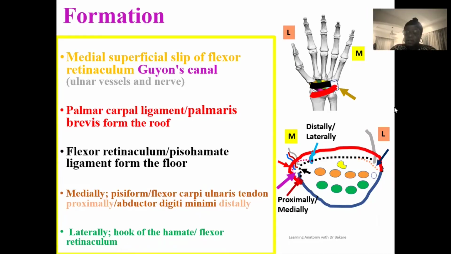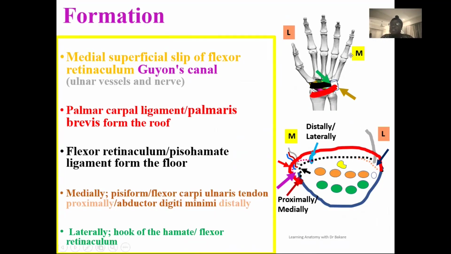If you go back to this upper image, this is where we have the lateral border that is arrowed in green. Don't forget that deep to this region is where we have the hook of hamate, where the flexor retinaculum itself is also seen to contribute to the formation of the lateral border of the Guyon's canal.